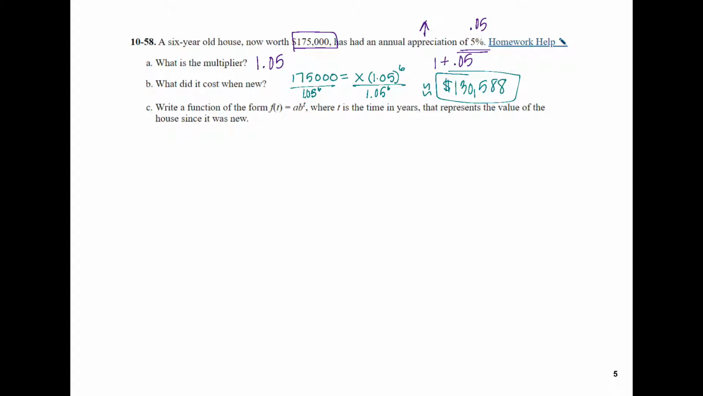Write a function of the form f of t equals a b to the t power, where t is the time in years that represents the value of the house since it was new. So a represents our initial cost or amount, so we have 130,588 times our multiplier, which is 1.05, raised to the t power, will give us the value of our home after any number of years.